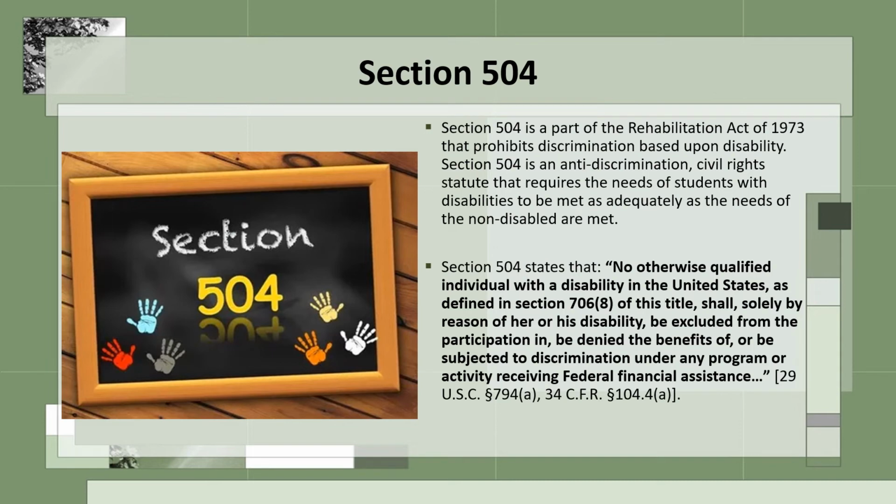Section 504 states that no otherwise qualified individual with a disability in the United States, as defined in Section 706, Subpart 8 of this title, shall solely by reason of her or his disability be excluded from the participation in, be denied the benefits of, or be subjected to discrimination under any program or activity receiving financial assistance.